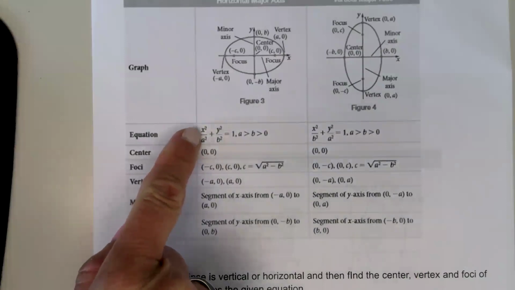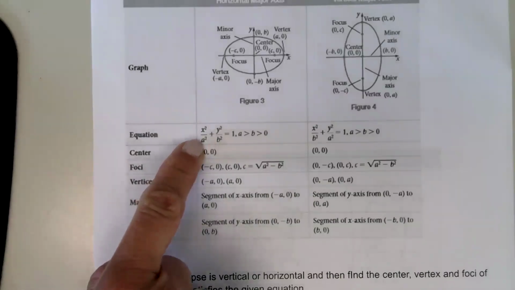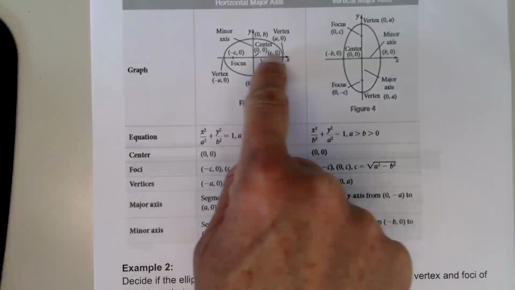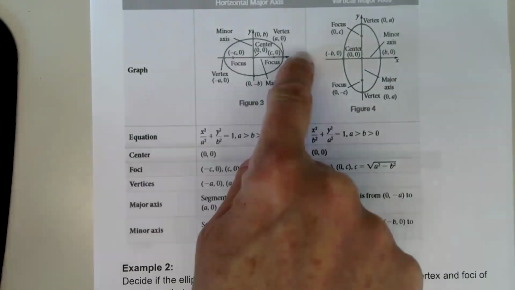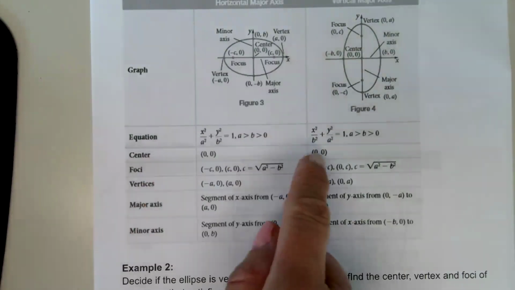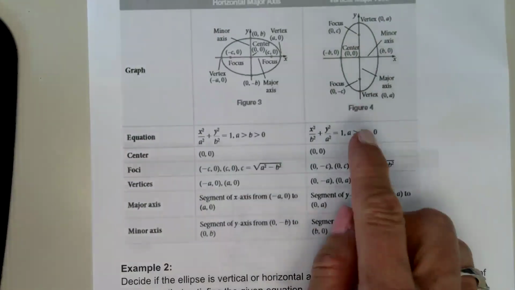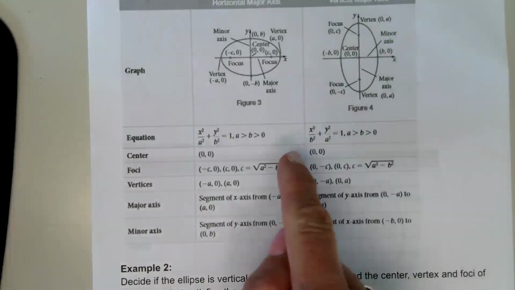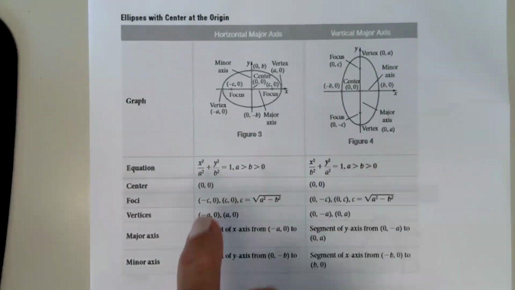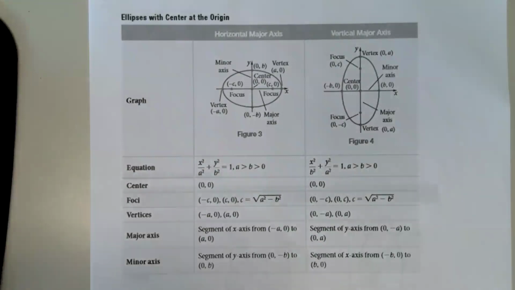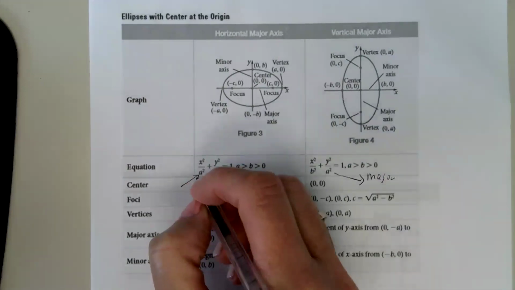where you'll see the x squared plus the y squared. The x squared is over the a squared, and this is where the a values are on the x-axis. So that's the major axis. And a is always the major axis, over here on the vertical one too. So let's just mark that: a is the major. a is always the major.